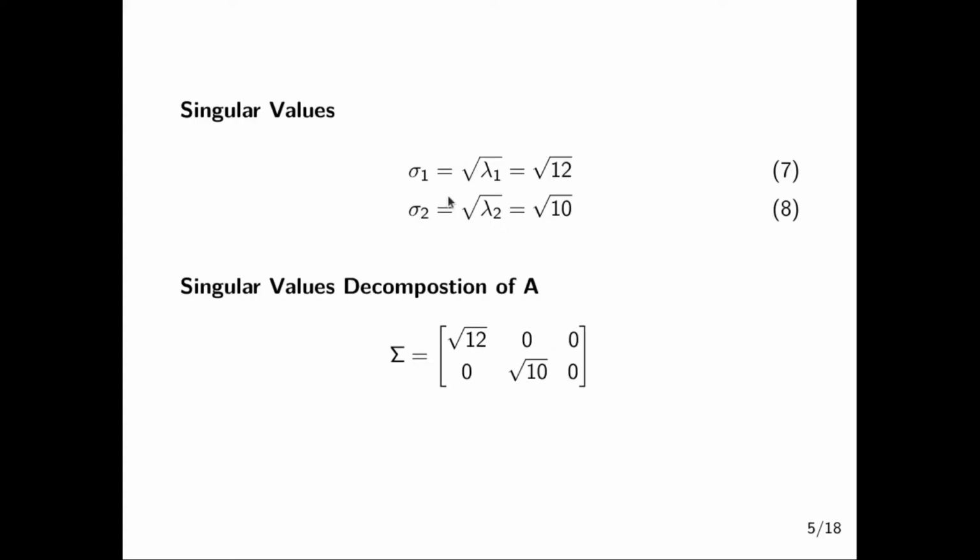So from there, we find the square root of each of the eigenvalues to give us the singular values, as seen in equations 7 and 8. Then, under normal circumstances, we are supposed to have a 2x2 matrix, that is, root 12, 0, 0, root 10. But we also need to bear in mind that our sigma matrix must take the same form as our original matrix. That is, it must have the same dimension as A. So to do that, we need to pad the columns with zeros, as we have seen here.